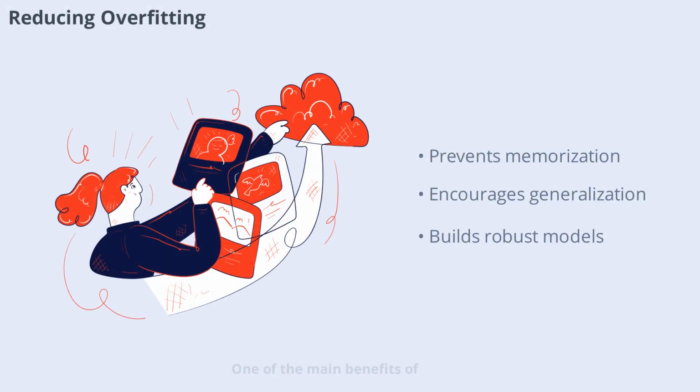One of the main benefits of cross-validation is its ability to reduce overfitting. By repeatedly testing your model on different subsets of data, you ensure that it doesn't just memorize the training set. Instead, it learns patterns that generalize to new data. This process leads to more robust models that perform well in real-world applications.